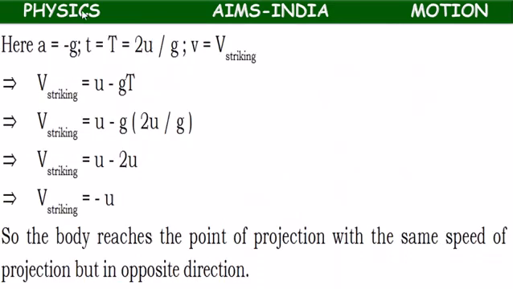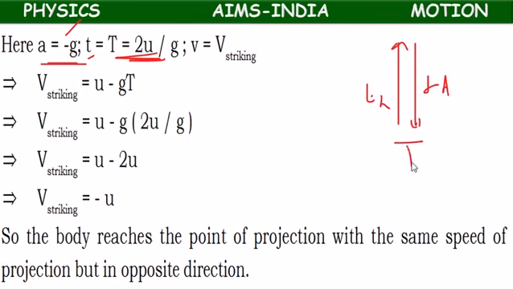So from this, what will we do? Because the body is going up, gravity is acting downwards. They are opposite, so gravity is taken as negative. In the place of time, because after the time of flight it is reaching the point of projection, time of ascent plus time of descent equals time of flight. So we take time of flight as 2u by g.